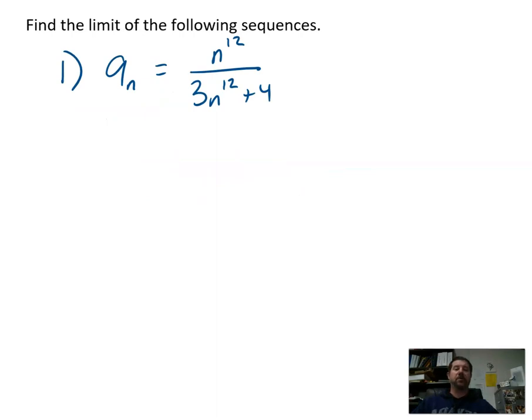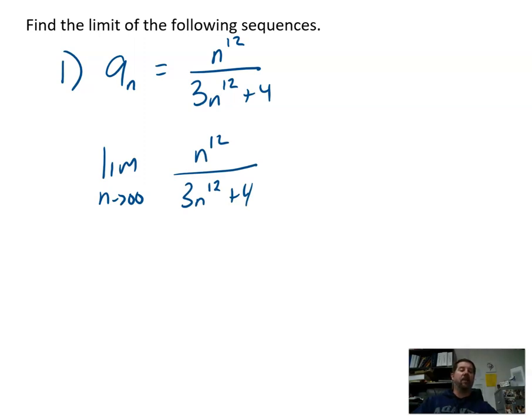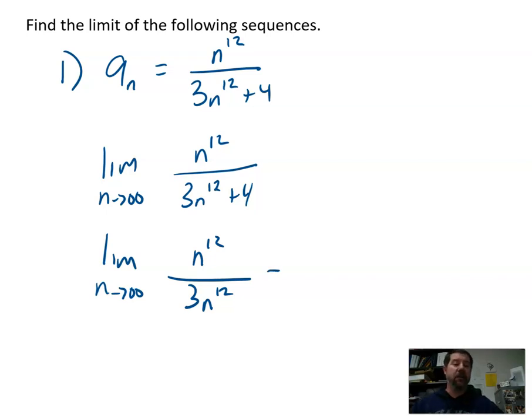Okay, so let's do some problems now. We want to find the limit of the following sequences. So if I want to find the limit of this sequence, I'm going to take the limit as n goes to infinity. And then remember, as we go to infinity on a limit, we really don't care about the +4s. That's not going to do much, so I could rewrite this or think about it as n to the 12th over 3n to the 12th. And then those n to the 12th would cancel out, and we'd be left with 1/3. So that would be the limit of this sequence.